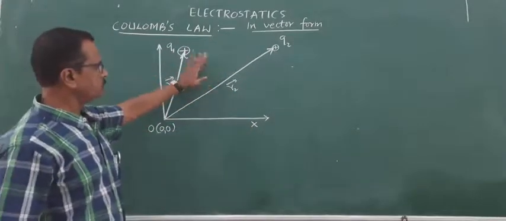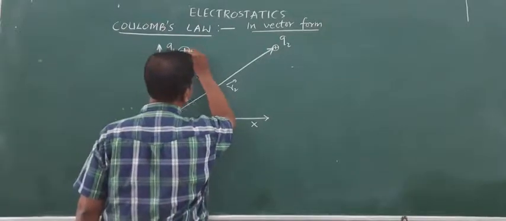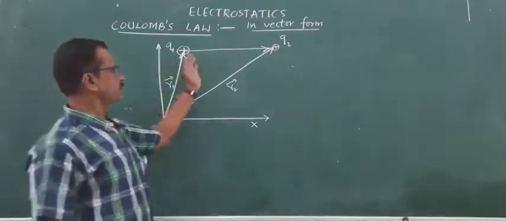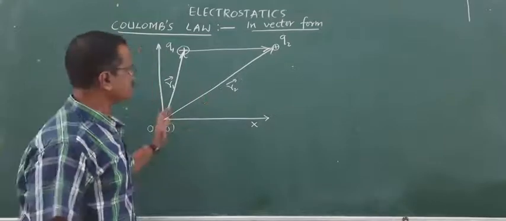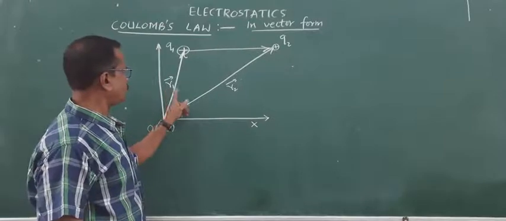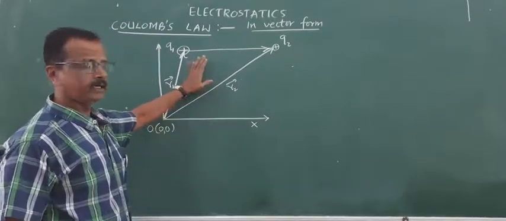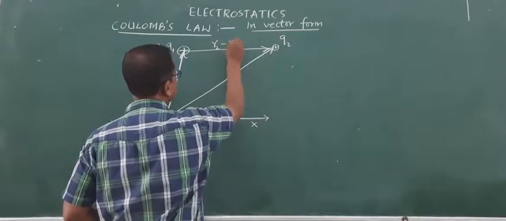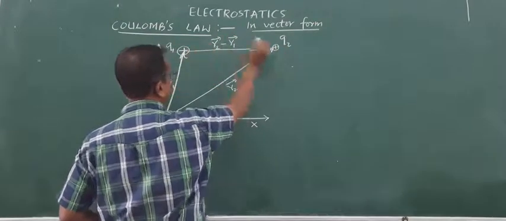Now we will find the displacement vector, the length of separation of these two charges. We can find it using this vector diagram. R1 and R2 are the vectors. Using the triangular law of vector addition, this naturally becomes R2 minus R1 vector, that is directed from Q1 to Q2.